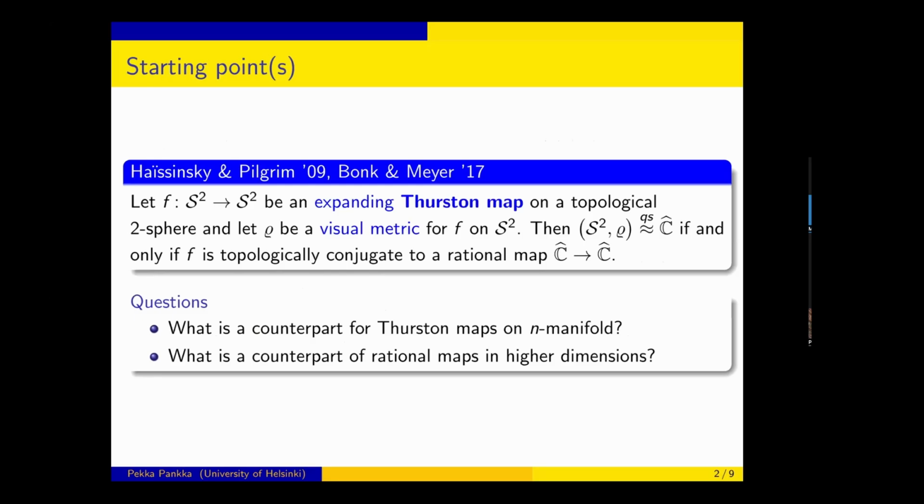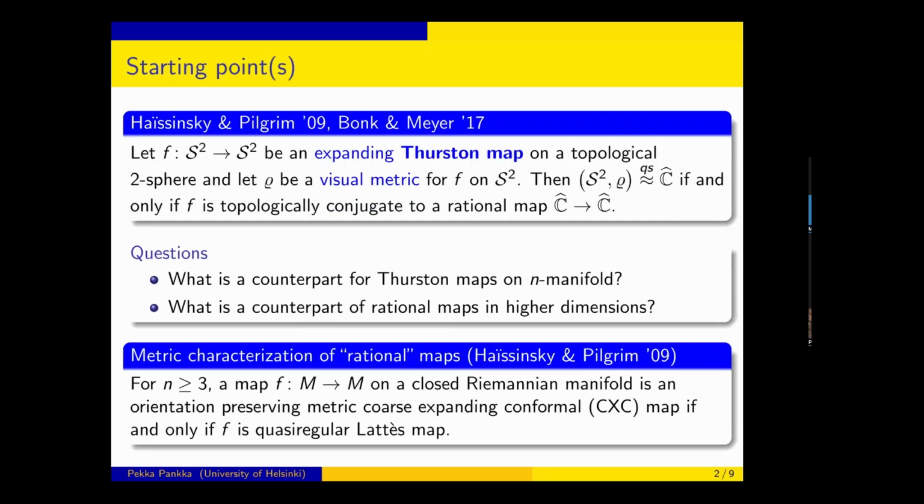So what we have is these two questions. What are the counterparts of Thurston maps on higher dimensional manifolds, and what is the counterpart of rational maps in higher dimensional manifolds? Somehow the rational map part is much easier to understand, since we already have a blueprint of what to do.